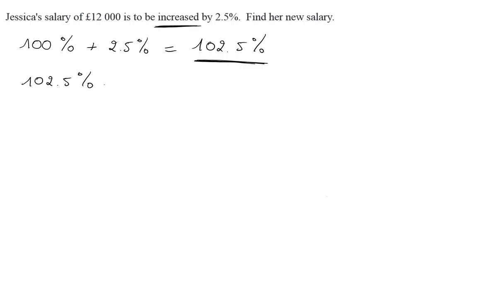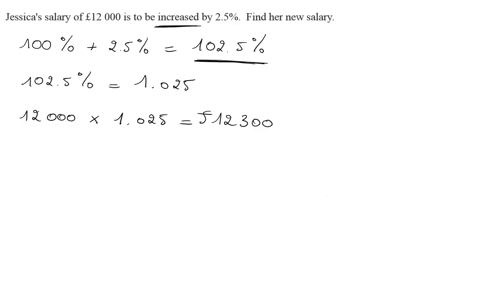102.5%, I'm going to write that as a decimal. Dividing by 100, that's 1.025. So when I actually have to increase by 2.5%, I'm just going to multiply my original number, 12,000, by 1.025. And I get 12,300. So her new salary is going to be 12,300. If you want to find out more about percentage increase, there's a video in chapter 10 that talks about percentage increase as well. If you're not sure about how to do this, please go back to that video. Okay, so her new salary is going to be £12,300.